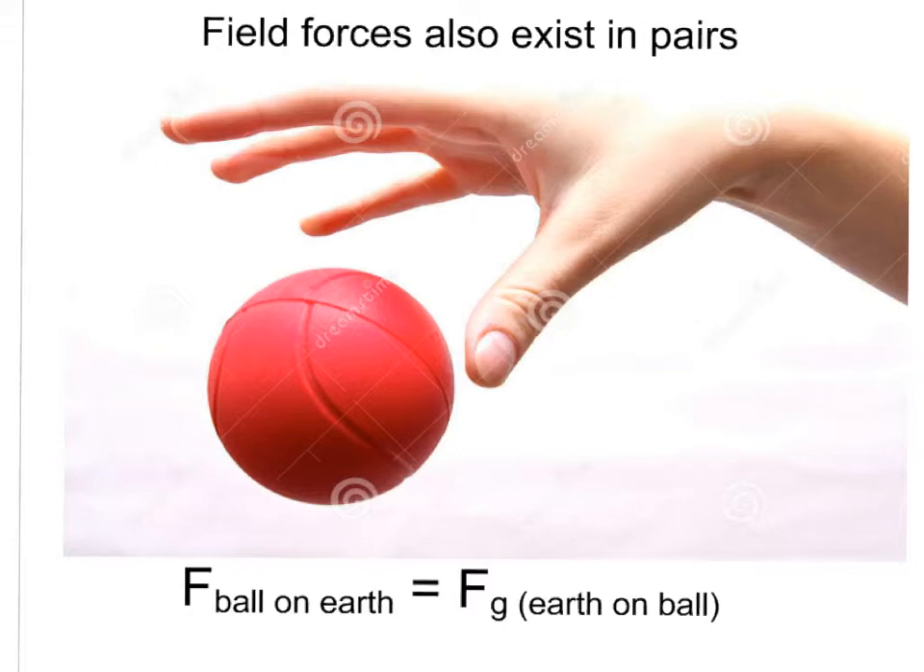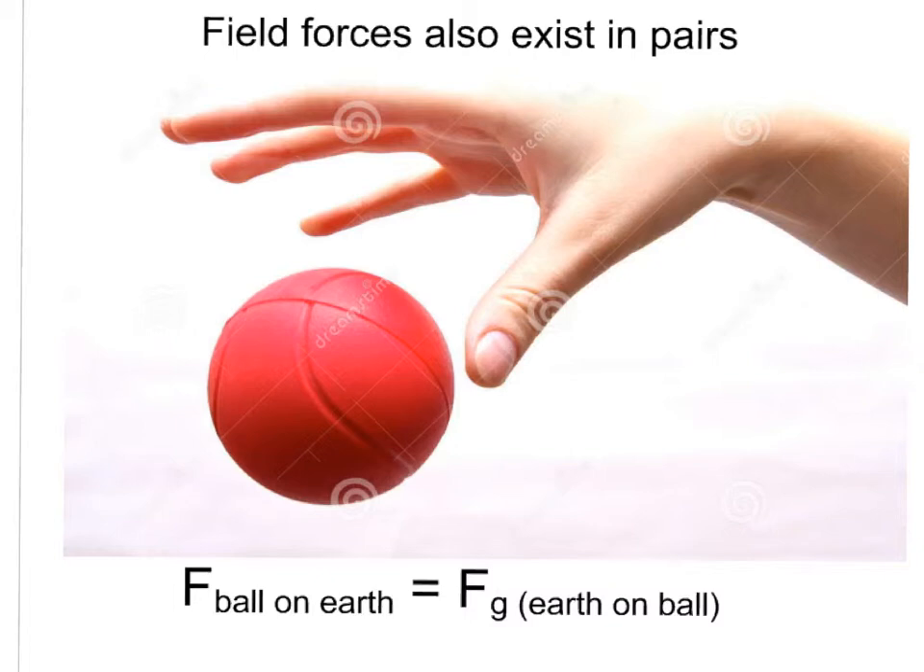It's important to remember that field forces also exist in pairs. So I've been talking about contact forces, but when we think about field forces, they also exist in pairs. For example, if we have an object in free fall, this ball. This ball is exerting a force on Earth, just as the Earth is exerting a force on the ball, the force of the gravity of the Earth. So as the falling object accelerates toward Earth, Earth is also accelerating toward the object. You could think of it in that way.